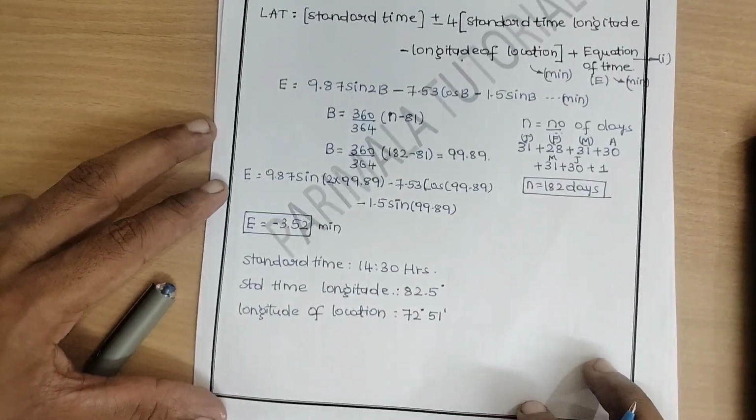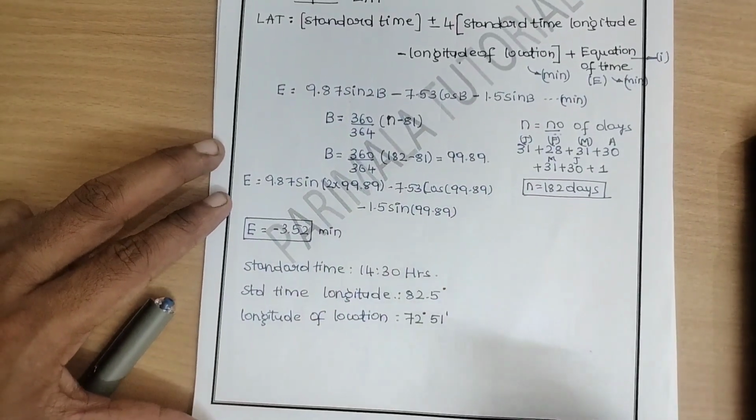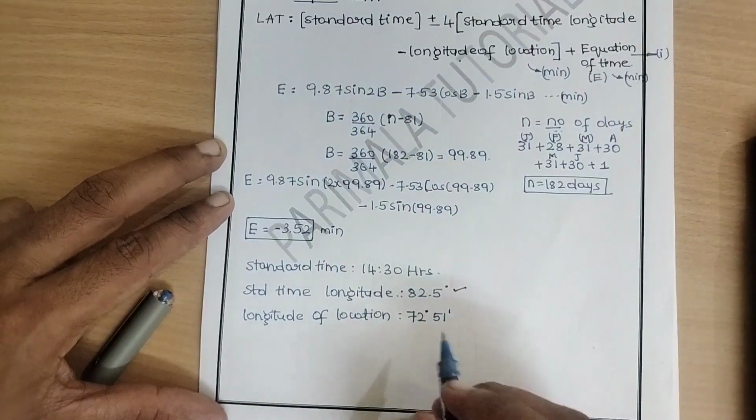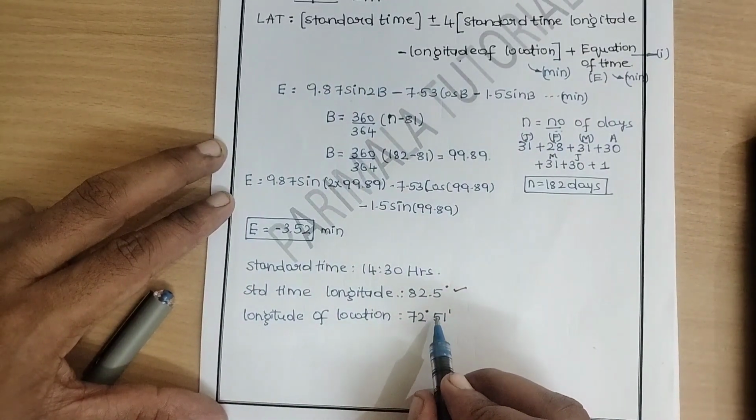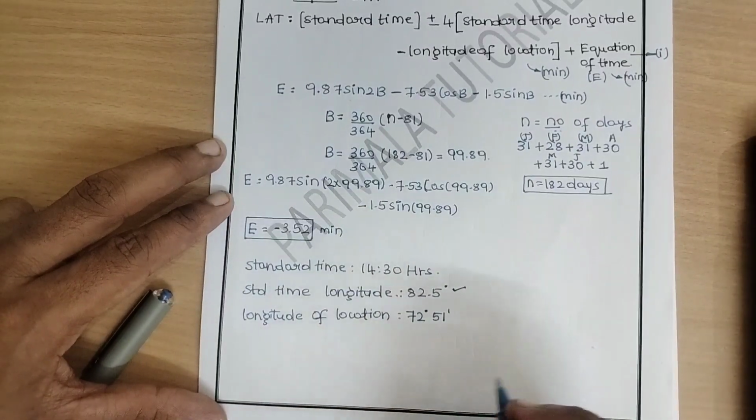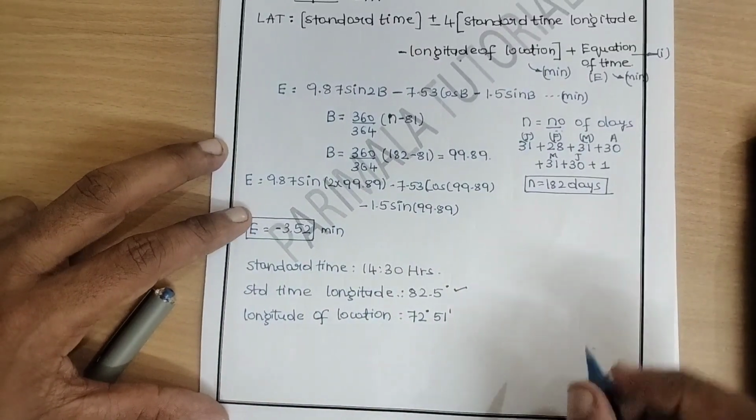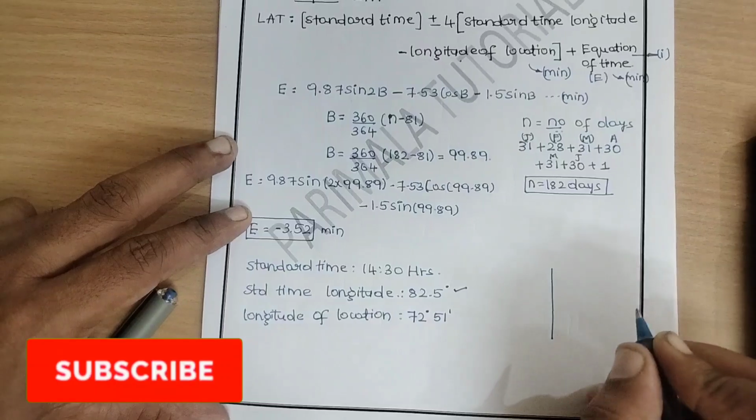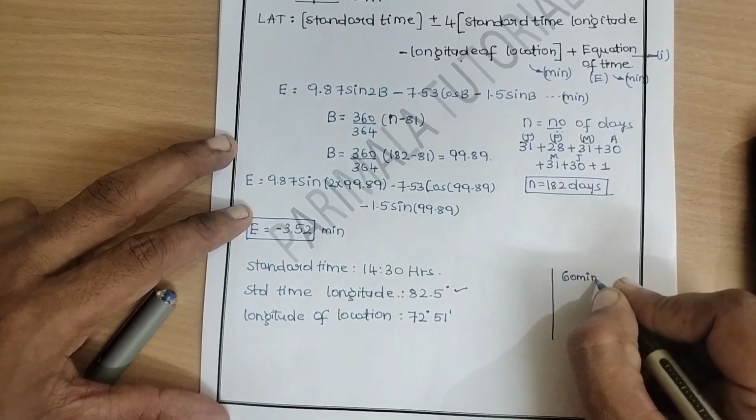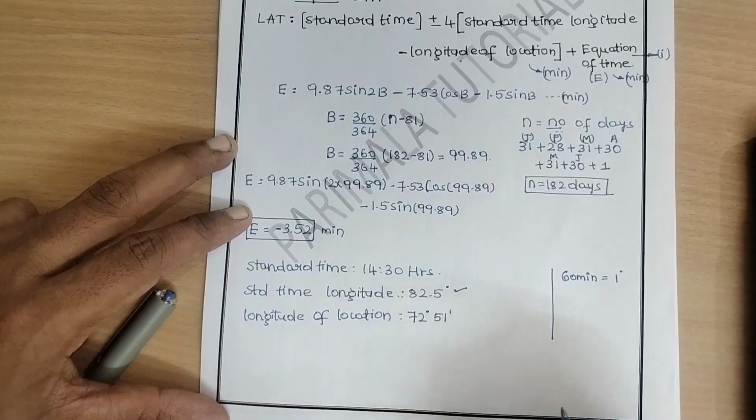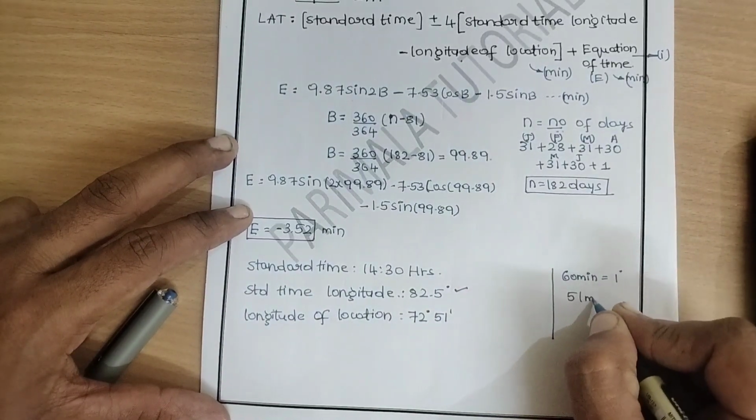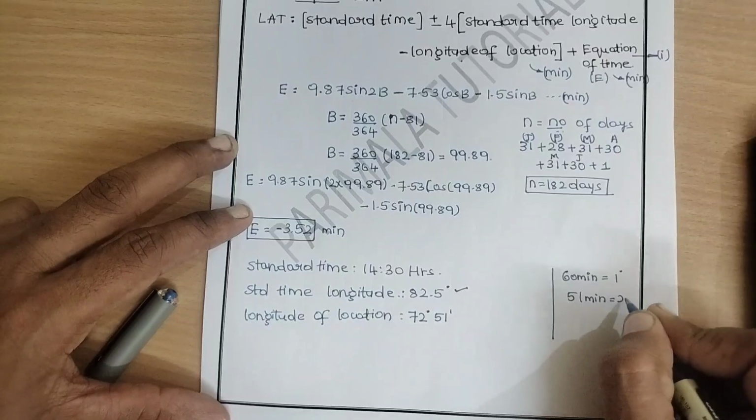What is that comparison you can see here? This one is completely in terms of degrees, but this is in terms of degrees and minutes. So now we should go for a small conversion. We all know that 60 minutes is equal to 1 degree. So 51 minutes will be equal to how many degrees?